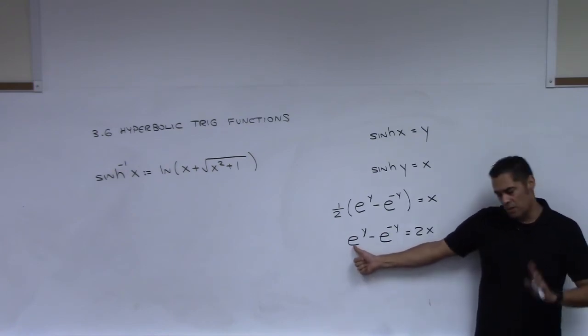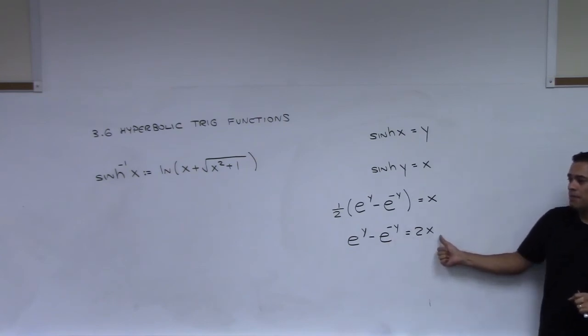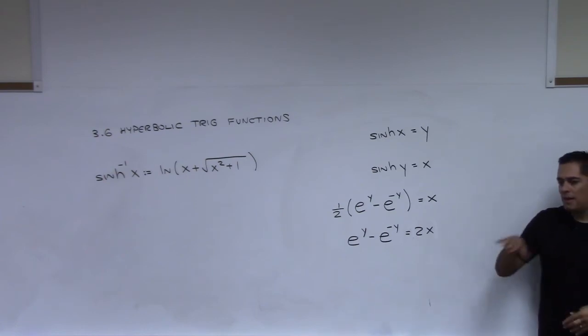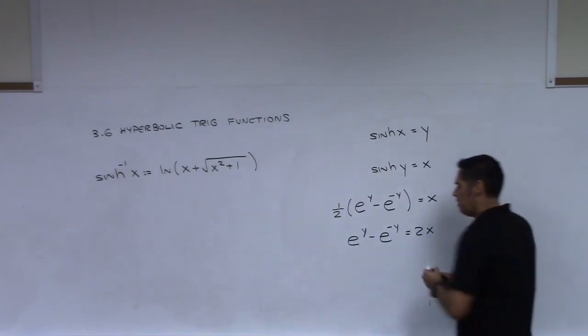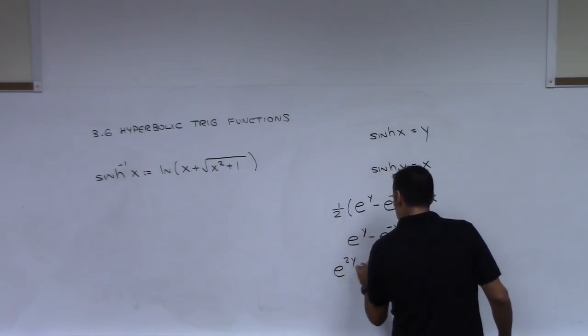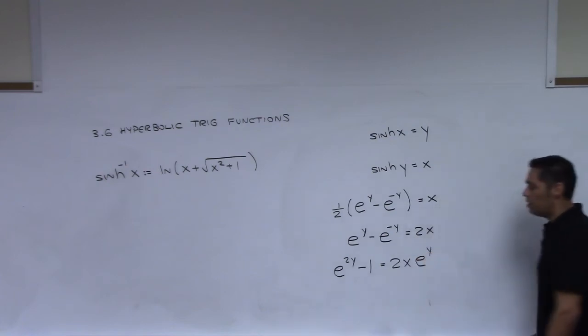E to the 2y, okay. If I hit this with e to the y, what would it become? 1. And then over here I'd have 2x times e to the y. So I'd have a new expression, but I'd no longer have that negative exponent. Is that worth exploring? Okay, we can do that. So multiplying both sides by e to the y, we get e to the 2y minus 1 equals 2x times e to the y. Y'all good?